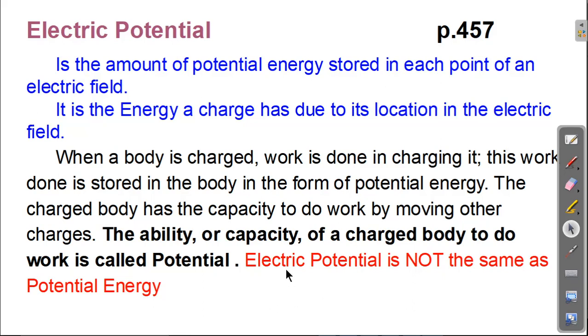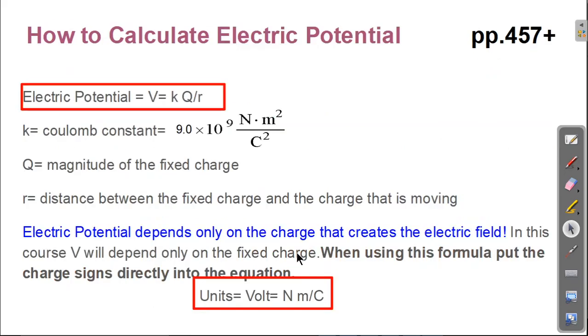Do not confuse electric potential with potential energy. And it's hard because the words sound very similar. You have the word potential there both places. And I'm going to try to be very careful using the right word. Here we go. Next. How do we calculate electric potential?